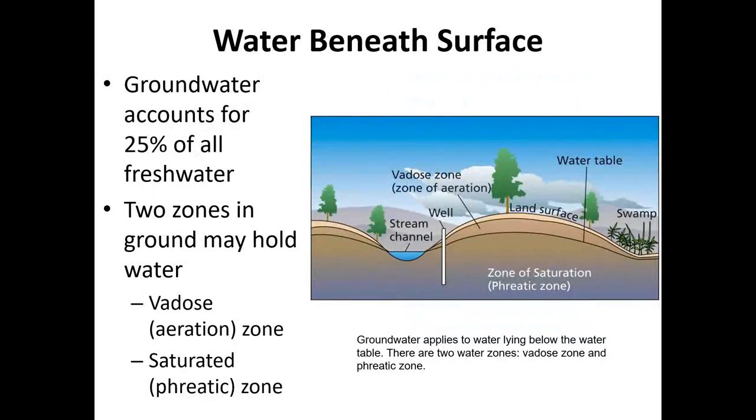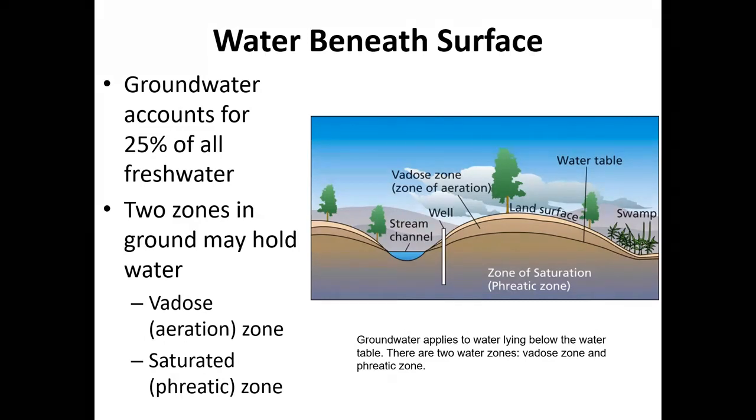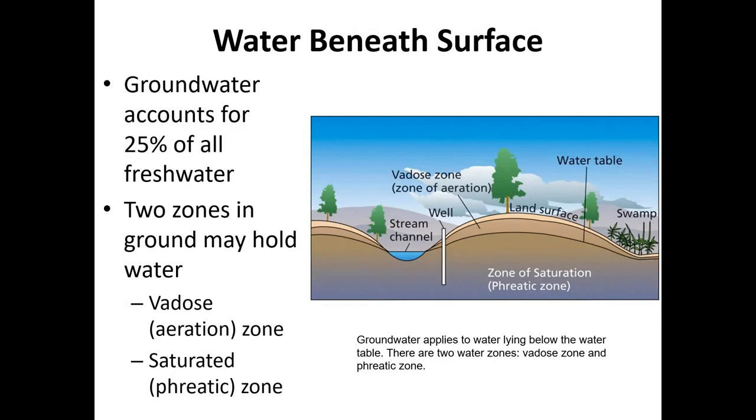So beneath the surface of the earth, water saturates the earth below a certain area called the saturation zone. And then above that, where it's dirt but it's not saturated with water, that's called the vadose zone or aeration zone, because there's air there. It's not completely saturated by water. And the top of the saturated zone is called the water table. So if you were to create a well, you'd want to drill down until you get to the zone of saturation, and then that's when the well would start to fill up with water.